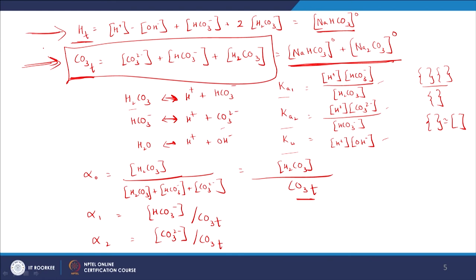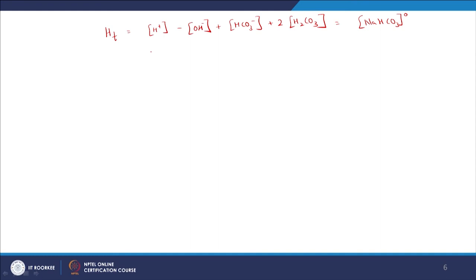So H total was equal to the concentration of H plus, minus the concentration of OH minus, plus the concentration of HCO3 minus, plus 2 times the concentration of H2CO3. That is what we have here, and we know that this is going to be equal to the NaHCO3 that we had initially. Now, simplifying it so that we have it only in terms of H plus, OH minus is Kw by H plus, and HCO3 minus we have here.